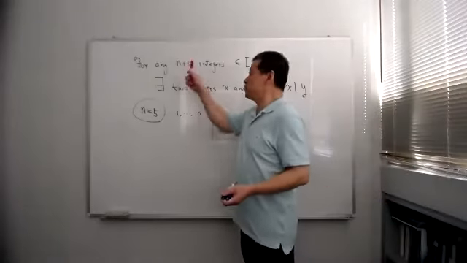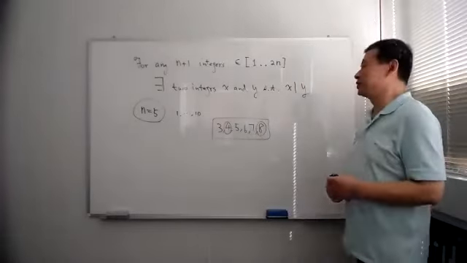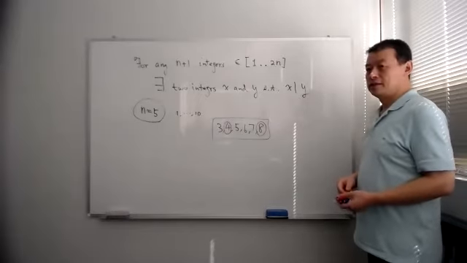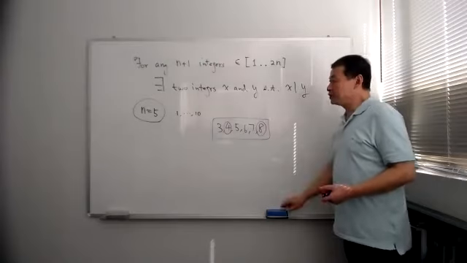So these are pigeons, but it's not obvious at all where the pigeonholes are. It's not obvious at all. Okay. So in that case, what should we do?